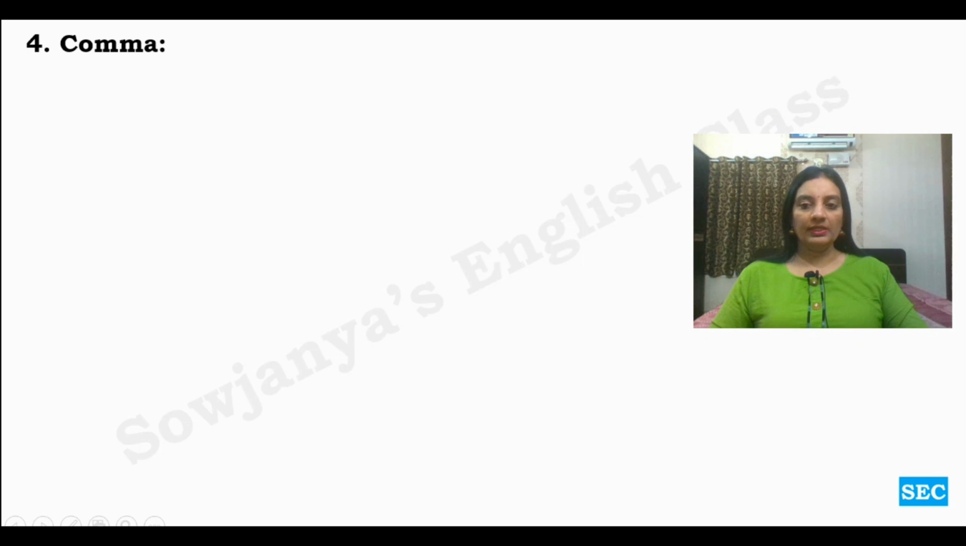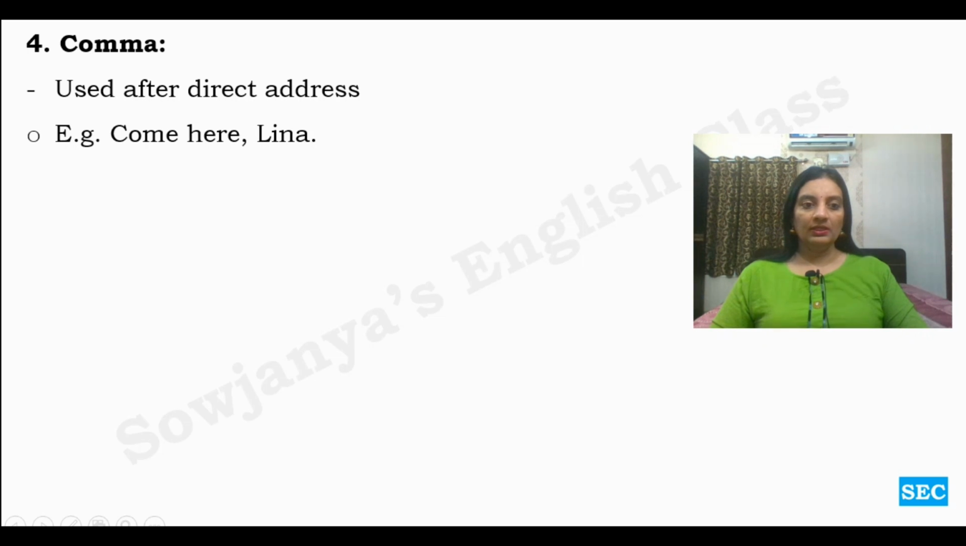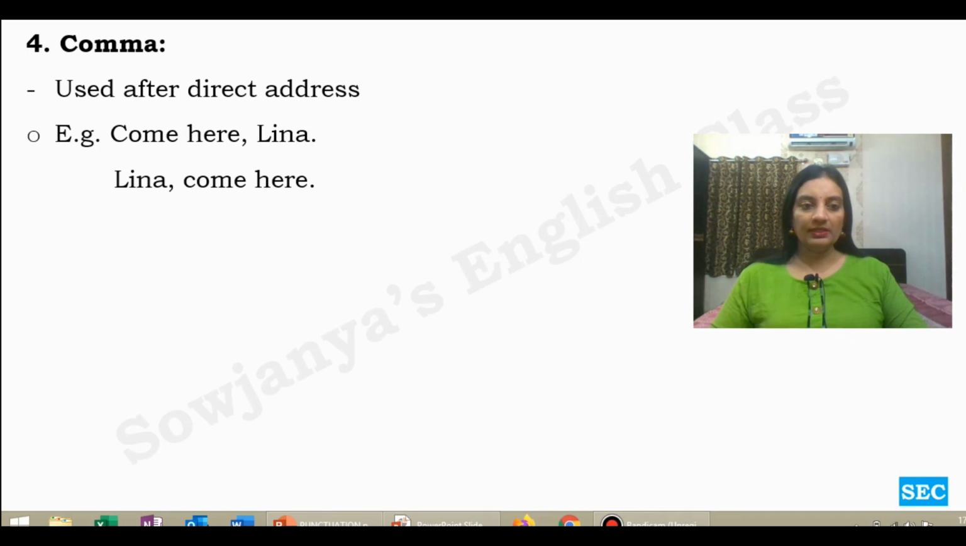And then fourth one is comma. It is used after direct address. Like how? Come here, Lina. Directly addressing someone. If you take one more, Lina, come here. These 2 sentences, if you see, come here is the direct address followed by the name, and here name and a comma followed by command.